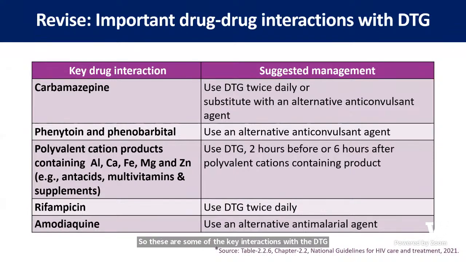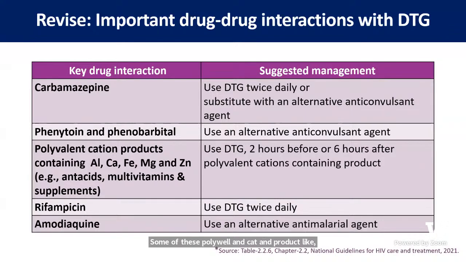Carbamazepine, phenytoin, and phenobarbital, which are used as anticonvulsants. In these situations, try to substitute with alternative anticonvulsants. Nowadays, most of us don't use these anticonvulsants in children. If at all you are forced to use these, if you don't have any other alternative anticonvulsant agent, then you can increase the dosage of DTG. Instead of once daily dose, you can give a twice daily dose. Some of these polyvalent cation products like antacids, multivitamin supplementation.